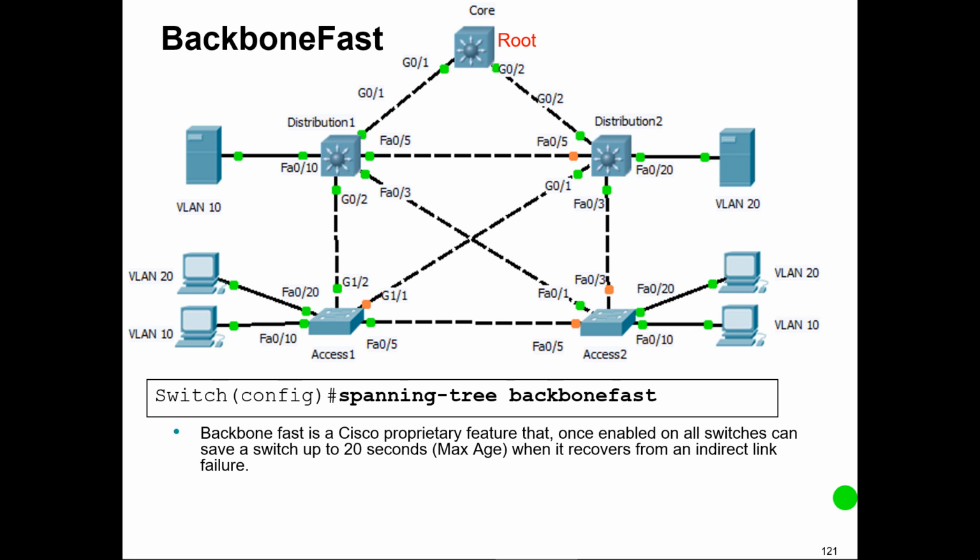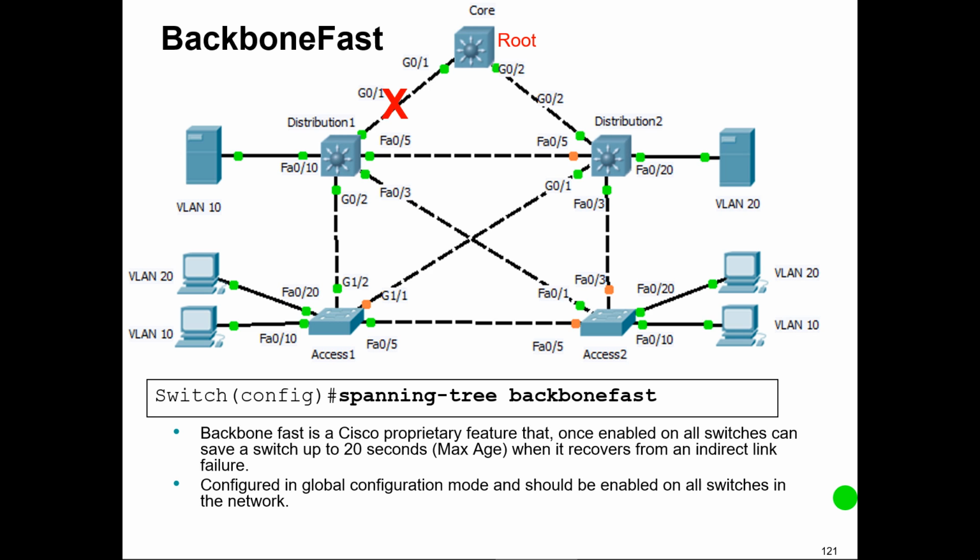Next, backbone fast. Similar to setting up our uplink fast, backbone fast is enabled globally. Backbone fast is a Cisco proprietary feature that's enabled switch-wide and saves the switch up to 20 seconds when it recovers from an indirect link failure. It is configured in global configuration mode and should be enabled on all switches in the network. It requires the use of a root link query request and reply, and is disabled by default.